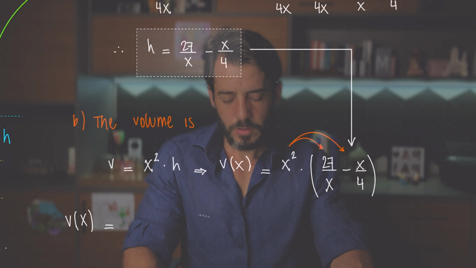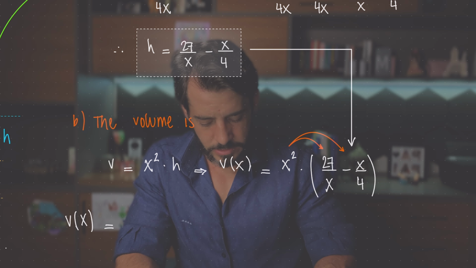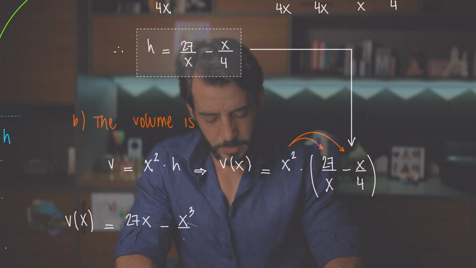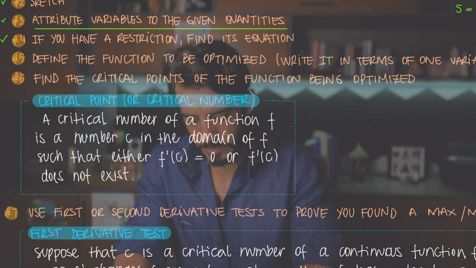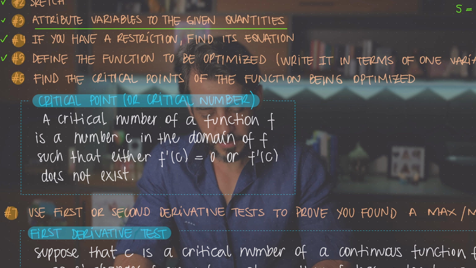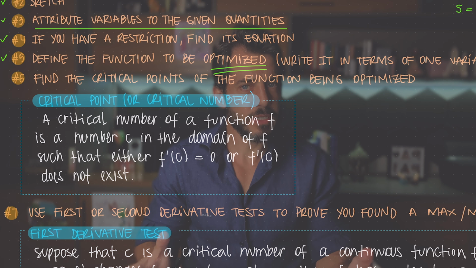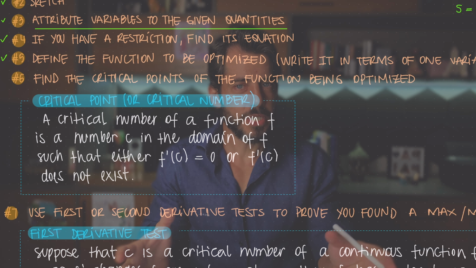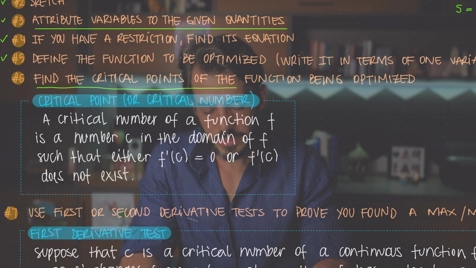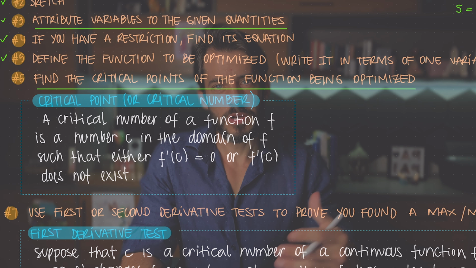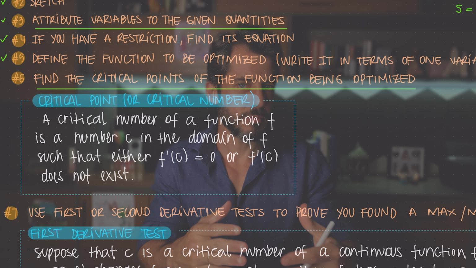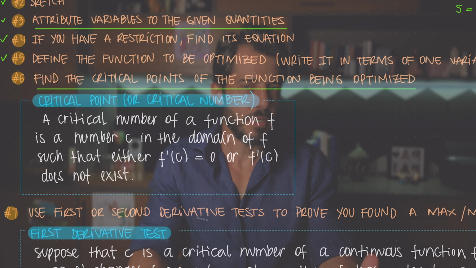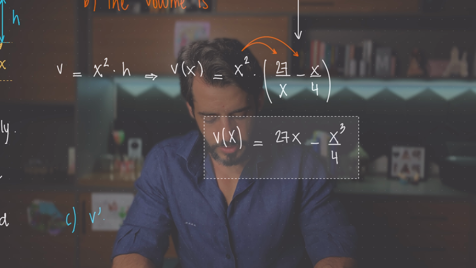Therefore, by foiling, we can rewrite V of x as (27x minus x cubed) over 4. So we already defined the function that we need to optimize, and the function is written in terms of one variable only, which is exactly what we need. Now, finding the critical points is the next step of the process, which will lead us to actually finding the maximum possible volume. Now we're going to go back to our function V of x.